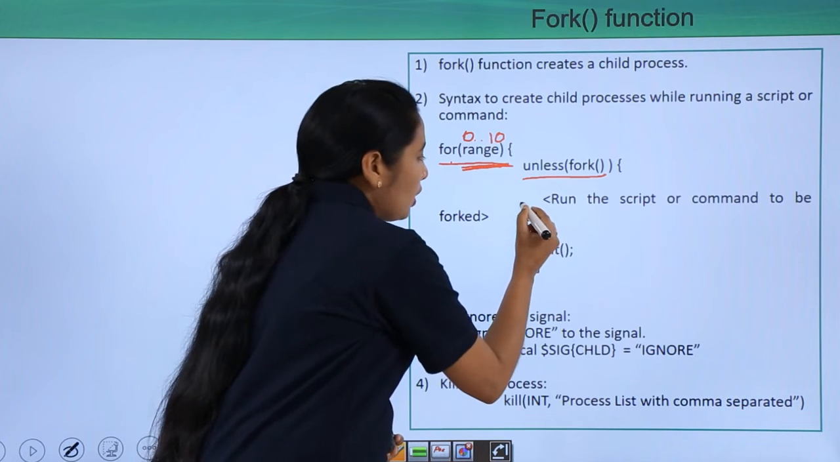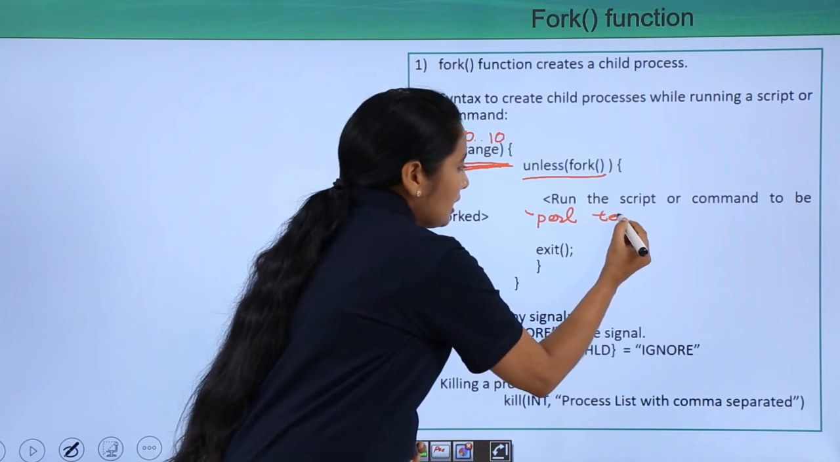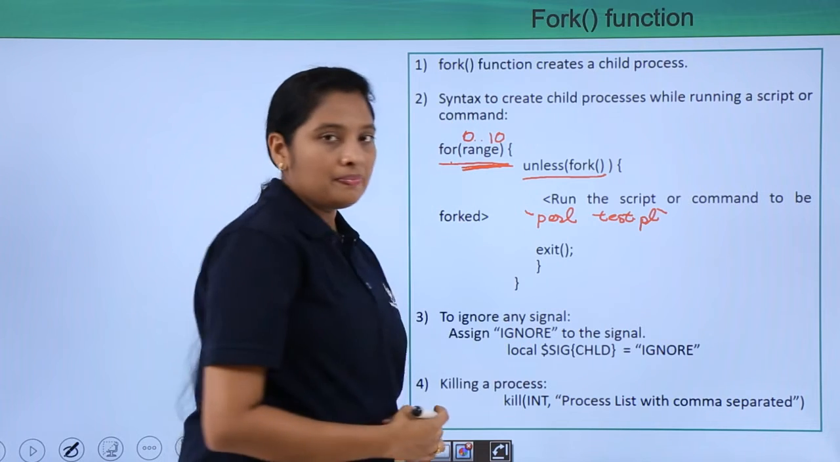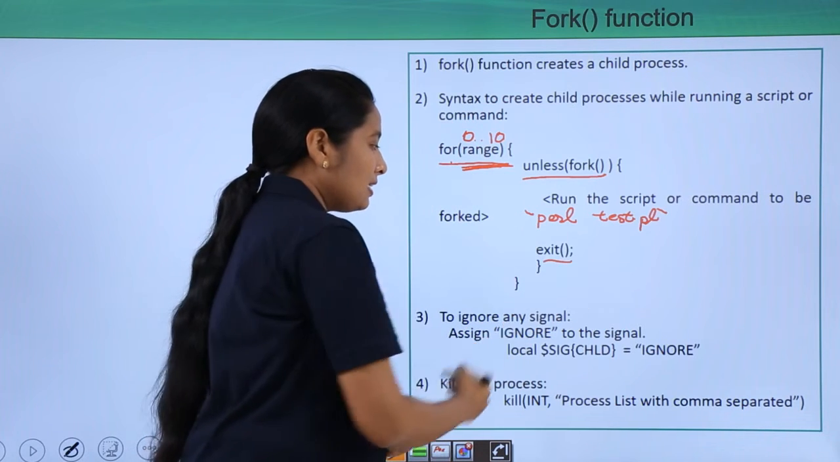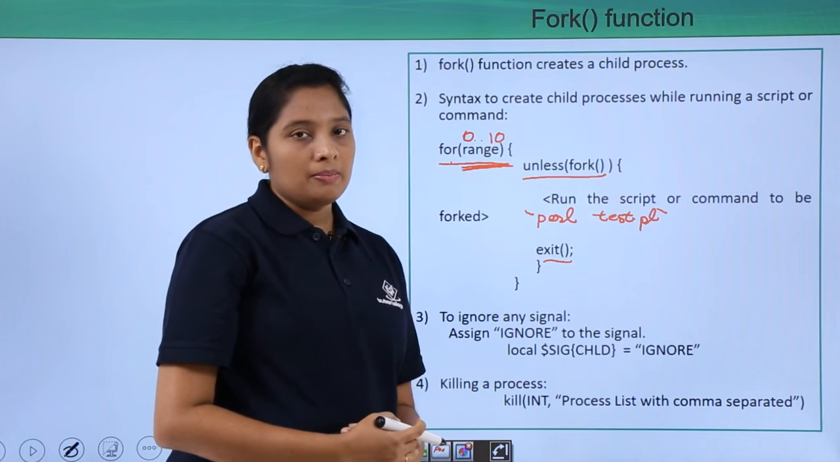Like if you want to run a script like perl test.pl, you can run it and then just exit. This is how you can implement a fork in Perl.